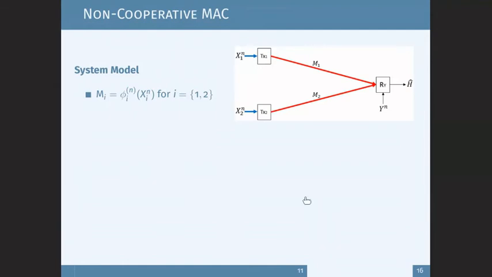Now for the non-cooperative MAC, the main difference is in the absence of this cooperation link. So actually the sensors are not communicating with each other. And the main difference now, the messages M1 and M2 will be based on each sensor's observation, X1^n and X2^n.